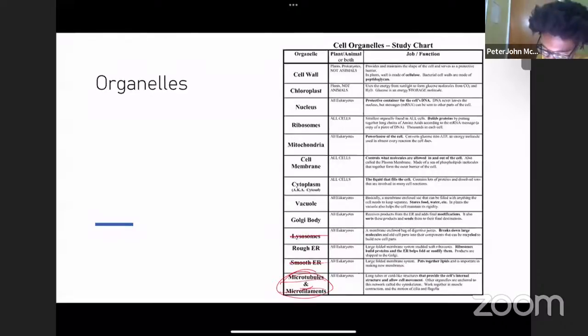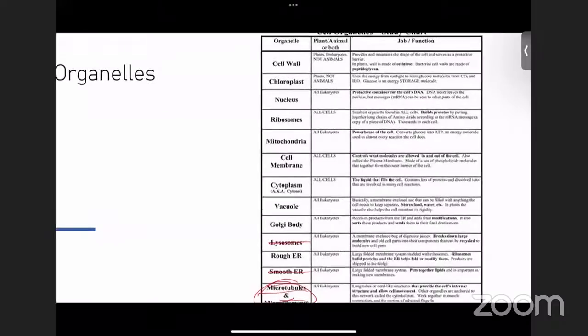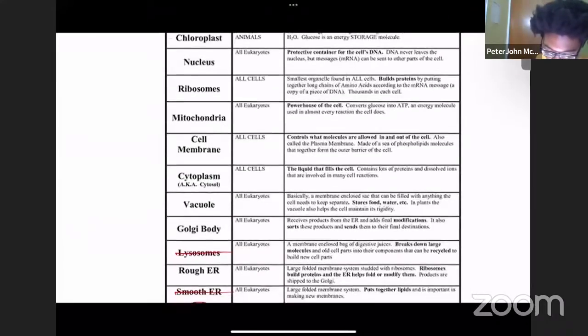It's not going to kill you to know the function of all of them. So you can zoom in. Pardon me? Zoom in, please. You guys can read it. You guys can see it, right?